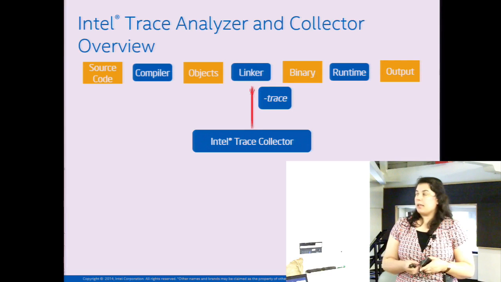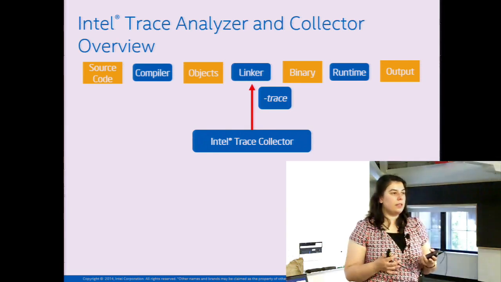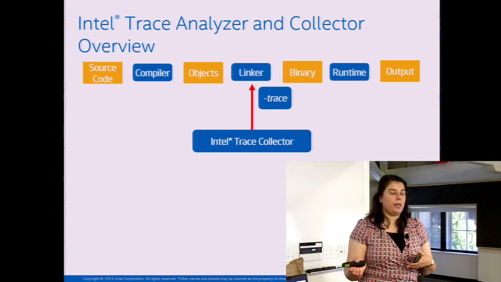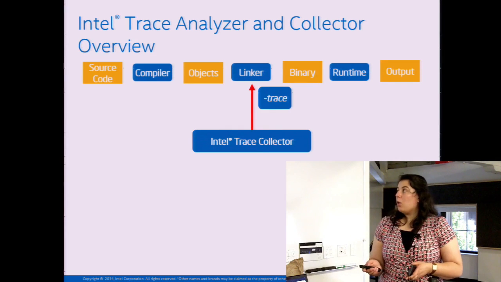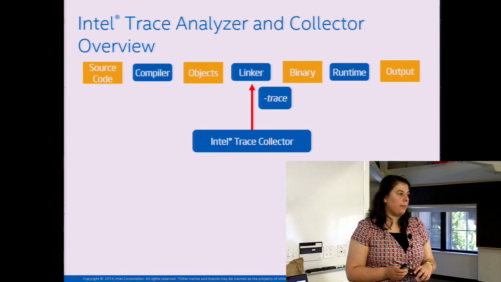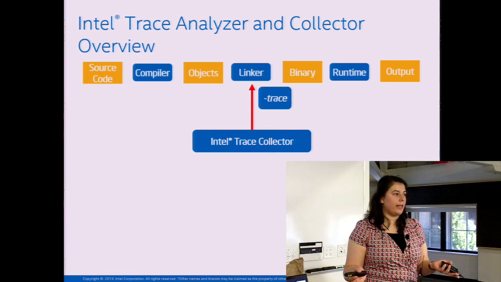Now, you can do the same thing at the linker stage. So if you want to create an executable that's already been instrumented, then you can easily just do -trace on the linker line. And it'll create a brand new executable that already has the collector library linked with it. Now, the trace collector by default will really only record information about your MPI calls, right? Initially, we don't care about anything else. The tool is really meant to give you a high-level overview of what your MPI communication looks like.